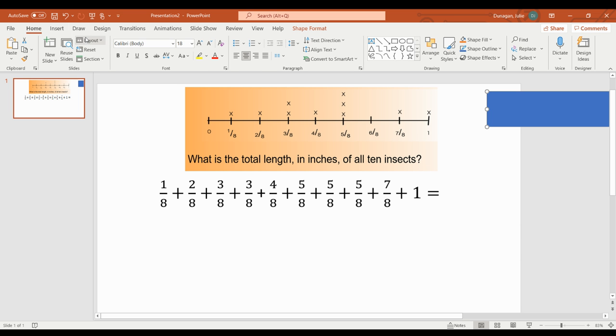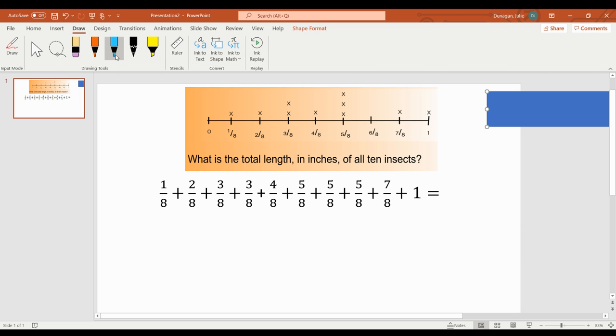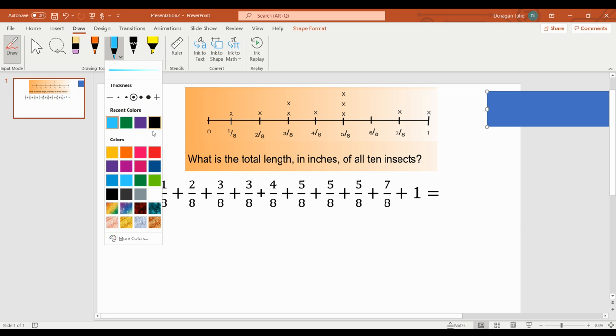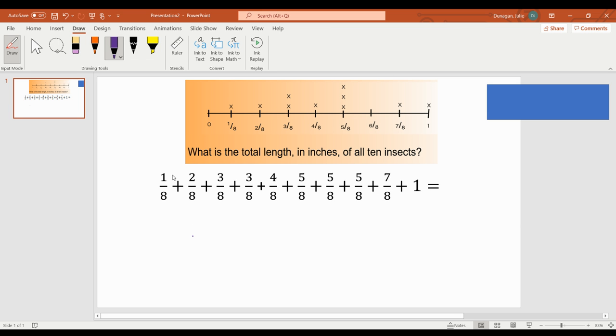So there's two ways that we could do this. The first way is to add up each of our numerators, so that we put it over 8 and then add our whole number. Okay, so I would probably start with my 7, and I would probably put these in groups. So let's do that together.